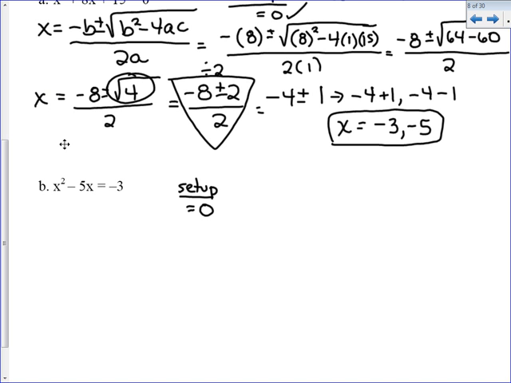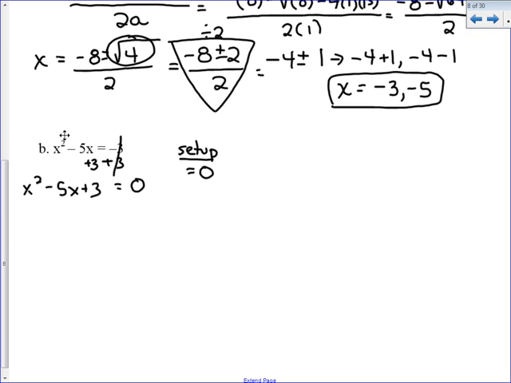So what can I do to very quickly fix that, Ashley? Yeah, absolutely. Add 3 to both sides. So that's going to make the right side into my 0. So I have x squared minus 5x plus 3 equals 0. And to use my quadratic formula, I need to know what a, b, and c are, and you can only get those if you're in standard form, which means equal to 0.